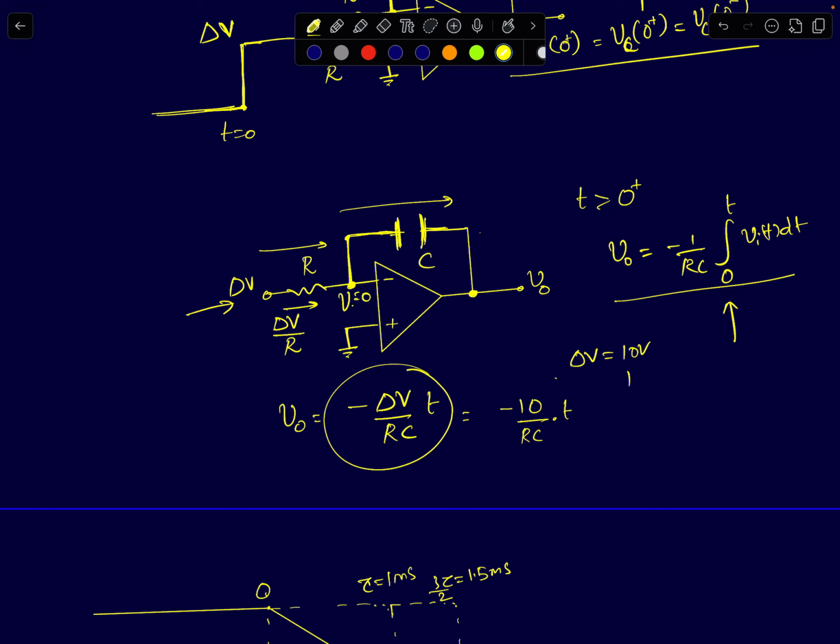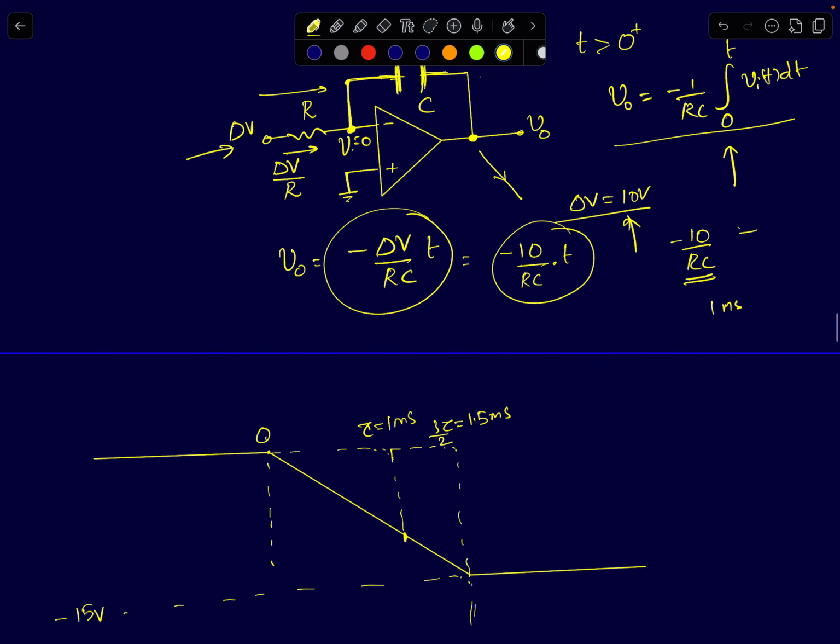Further in this example, delta V is given as 10 volts, so it will be minus 10 by RC times t, which means the output is now decreasing like a ramp signal, and the slope of the ramp is minus 10 by RC. This means the output will decrease by 10 volts in one time constant. If the time constant is 1 millisecond, in 1 millisecond the output would have decreased by 10 volts. So here I am showing the output graph. The output starts at 0 because the initial capacitor voltage is 0. Then it starts decreasing with a slope of minus 10 volts per millisecond. So at t equal to 1 millisecond, it would have reached minus 10 volts.